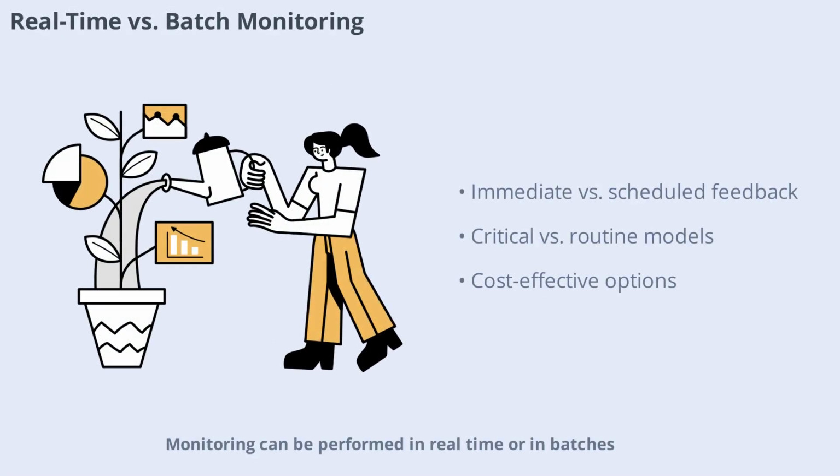Monitoring can be performed in real time or in batches, depending on your use case. Real-time monitoring provides immediate feedback and is ideal for critical applications. Batch monitoring analyzes data at scheduled intervals, which can be more cost-effective for less time-sensitive models. Choosing the right approach depends on your business needs and technical constraints.